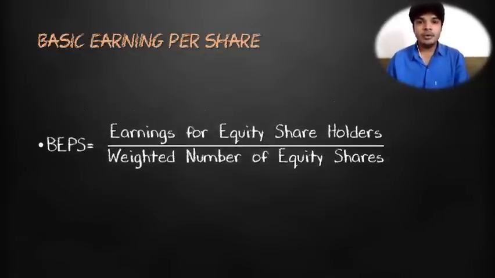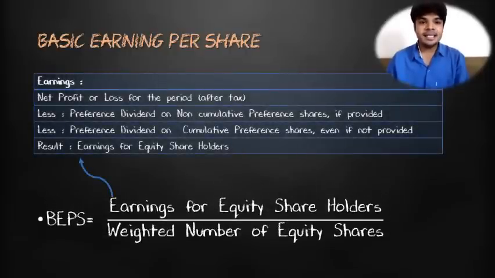Now to find it out, we need a profit, and profit in this case is net profit or loss for the period, that is after tax, but less preference dividend on non-cumulative preference shares only if provided, and preference dividend on cumulative preference shares even if it has not been provided during the year, because they are cumulative preference shares. If the dividend cannot be paid for the current year because of inadequacy of the profit, then that dividend will have to be paid in the next year. So the resultant figure would be earning for equity shareholders, which will be used in this formula.